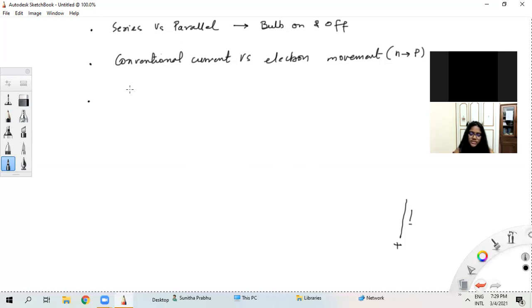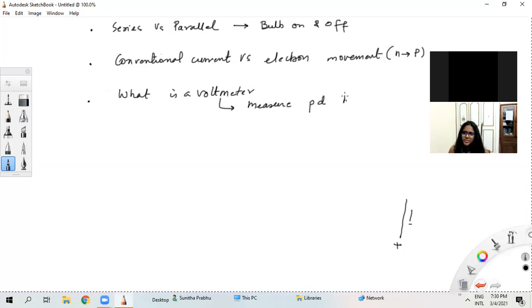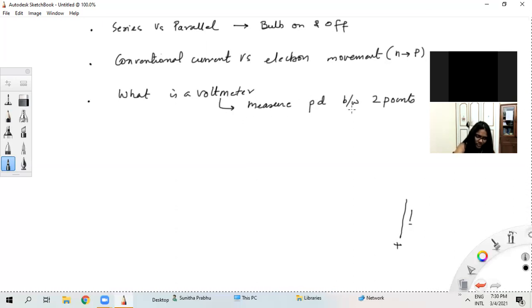Then we discussed the voltmeter. That's the doubt which you asked. The voltmeter is the voltage between two points. What is a voltmeter? A voltmeter is an electrical instrument that is used to measure the potential drop between two points. You can say between two points, or you can say across a resistance.